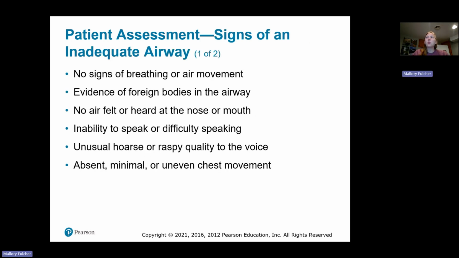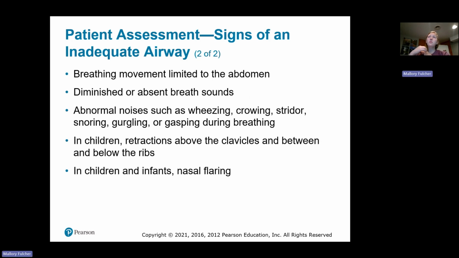So some signs of inadequate breathing would be no breathing, no airway movement at all, evidence that there might be something obstructing the airway, no air felt or heard at the mouth or nose, inability to speak, unusual hoarseness, absent, minimal, or uneven chest rise and fall. Breathing movement is limited to the abdomen. This is adults specifically. Remember, our pediatric patients tend to be those belly breathers. So if it's adults that are limited to the abdomen, we've got some issues.